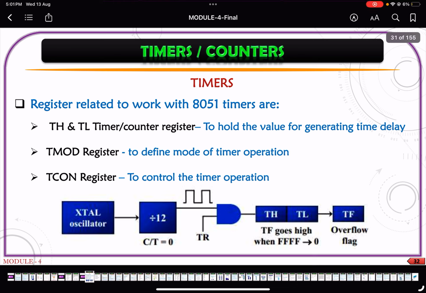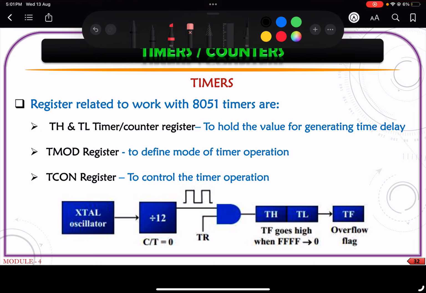Now, where do you use the TH and TL? To hold the value which is needed for generating the time delay. How do you calculate this value? What is the significance of this value? All of this will be covered in this video later on.